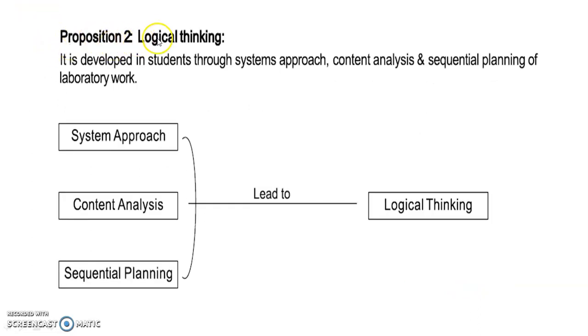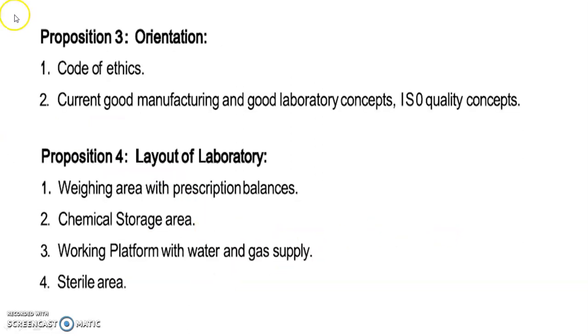Then proposition 2: logical thinking, the system approach, content analysis and sequential planning will lead to logical thinking. Proposition 3 is orientation. It includes code of ethics and current good manufacturing and good laboratory concepts as per ISO quality concepts. Proposition 4, layout of laboratory.